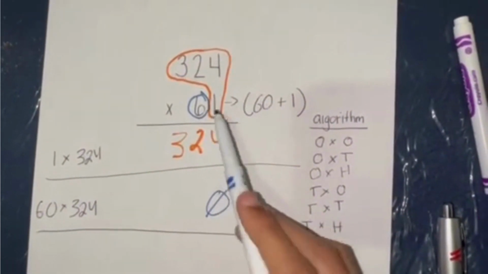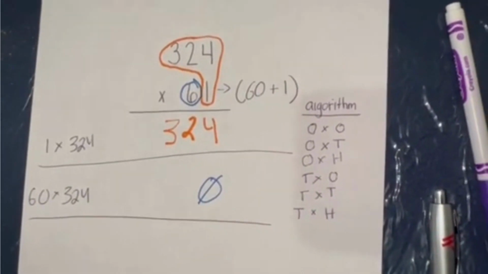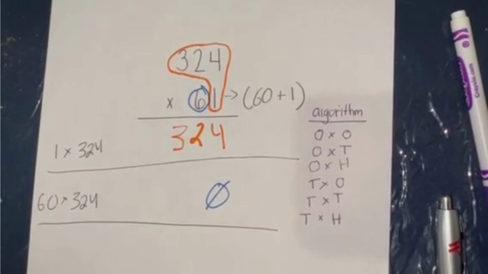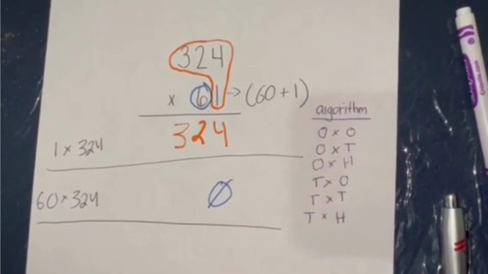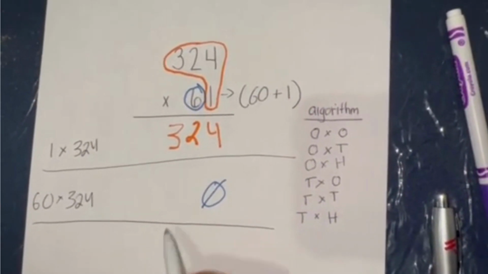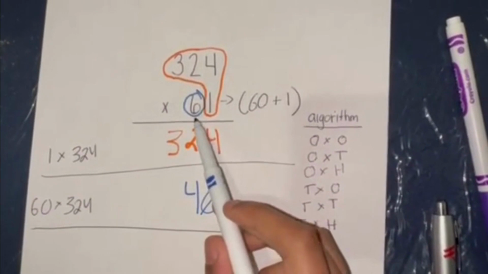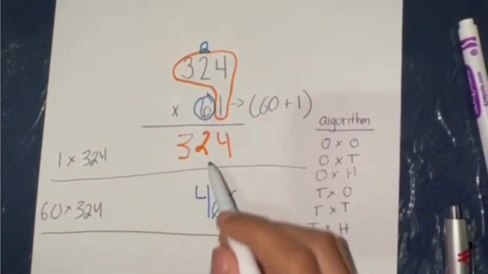6 times 4 is 24. But we have a problem. 24 is 2 digits. And if we just write 24 here, we're going to get the wrong answer. What we're going to do is something called carrying. We're going to put the digit in the ones place here. So 4. And then we're going to place the 2 in 24 up here.